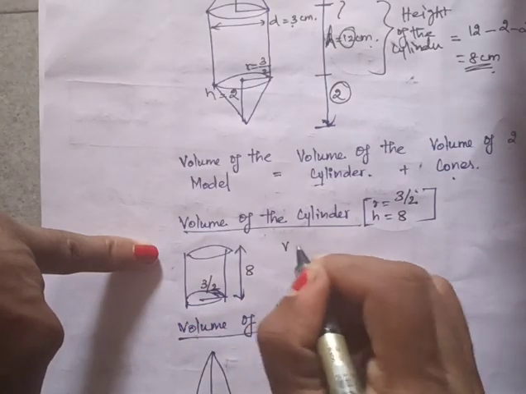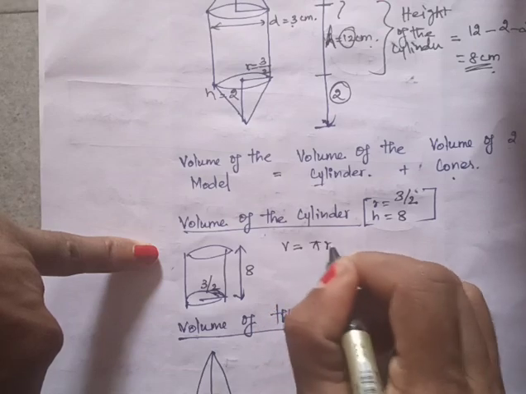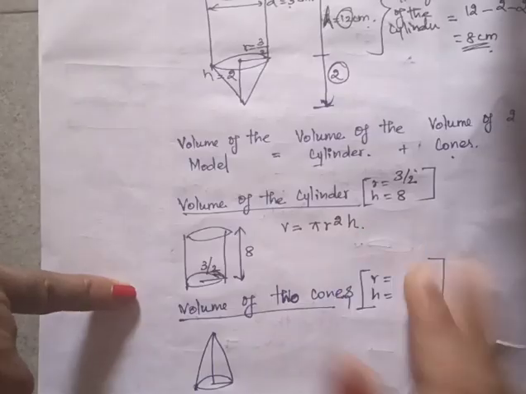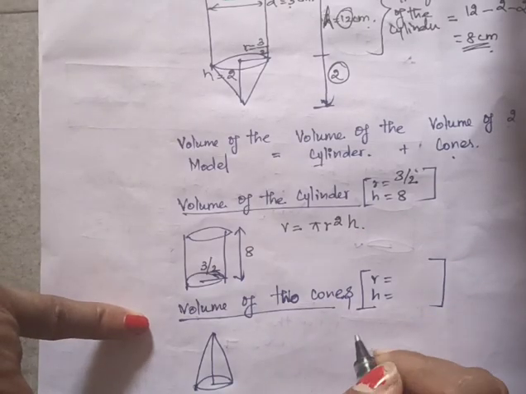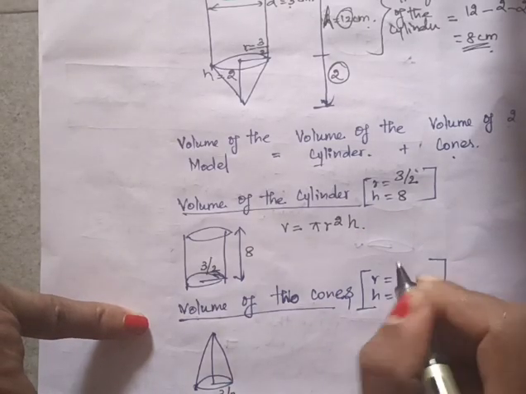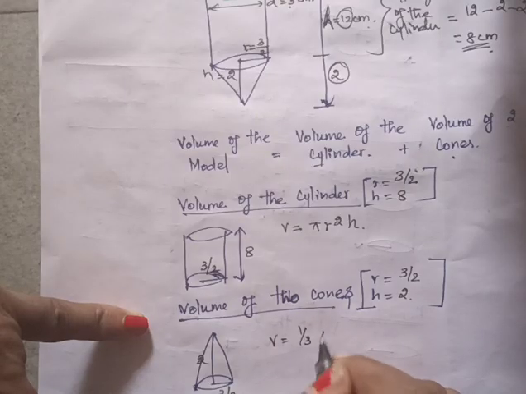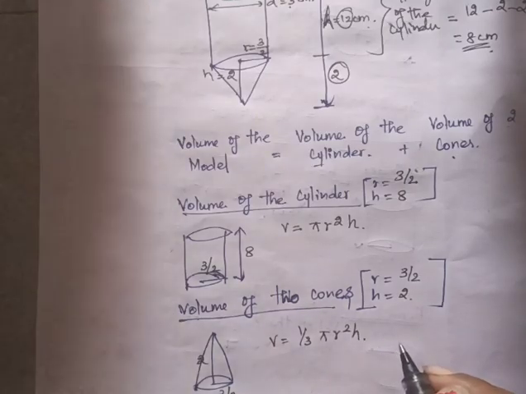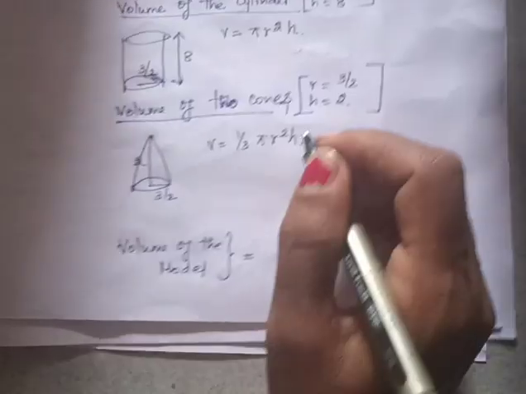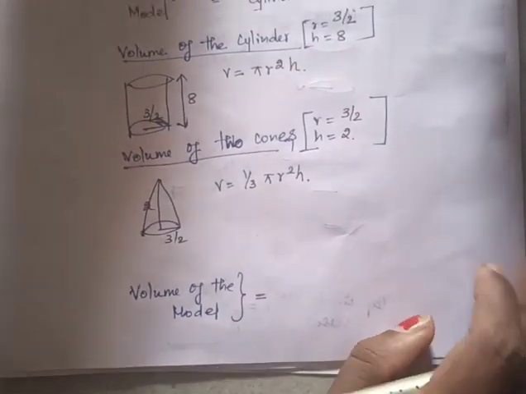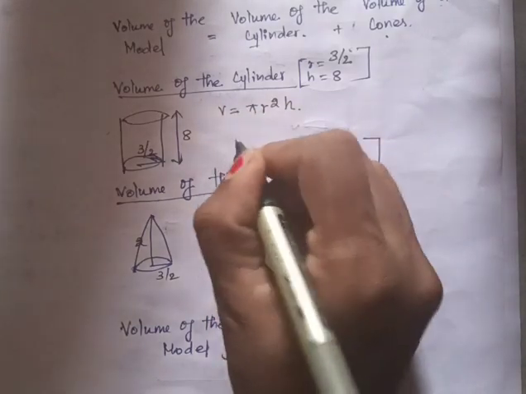Volume of the cylinder formula, V is equal to pi r squared into h. Next, the volume of the cone: here the radius is 3 by 2, and each cone height is 2 centimeter. Volume of the cone is 1 by 3 pi r squared h. Now we are finding the volume of the model. Here we substitute these values.